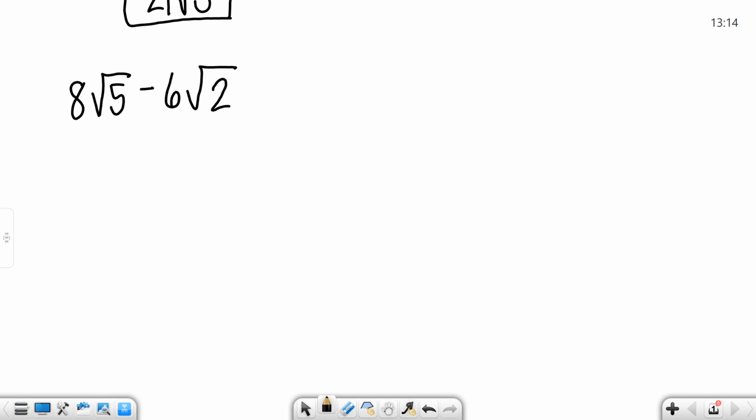All right, 8 times the square root of 5 minus 6 times the square root of 2. Definitely not like terms. So I want to simplify, but neither one of these will simplify. There are no like terms. So this particular problem cannot be simplified. There's nothing I can do to it. It's as simplified as it's going to get.